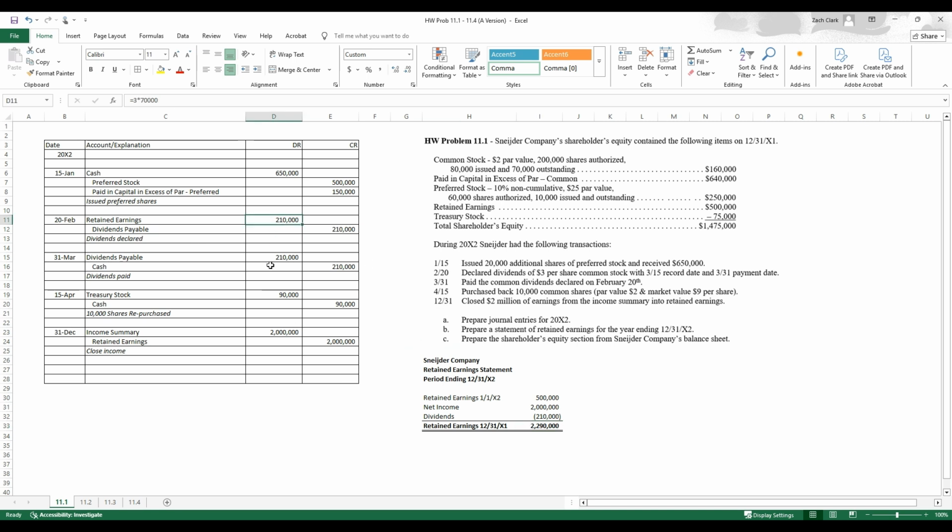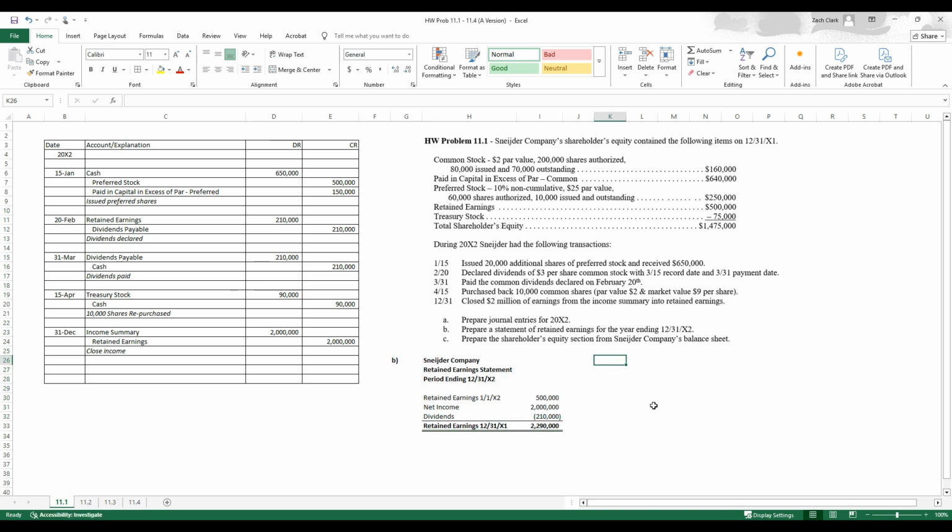So when we're doing our retained earnings statement, if anything affects retained earnings like net income and dividends paid, remember those get listed out there in the statement, and also in the journal entries as well. Okay, so that's our retained earnings statement.